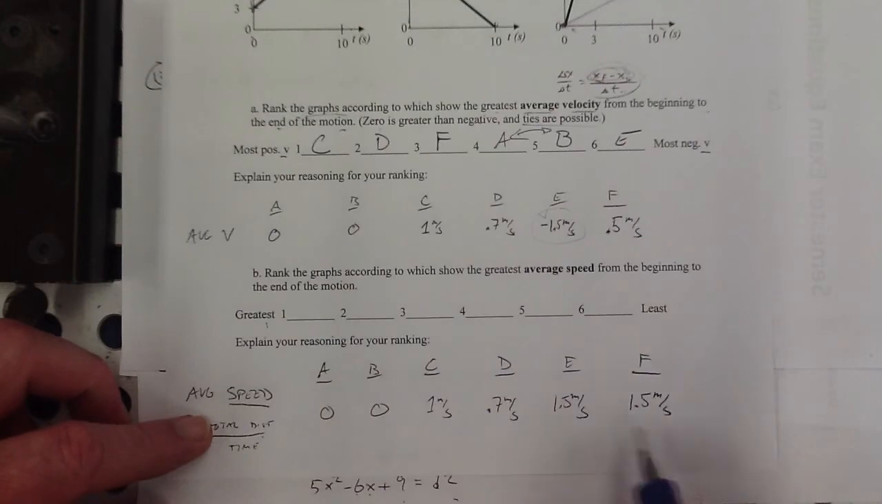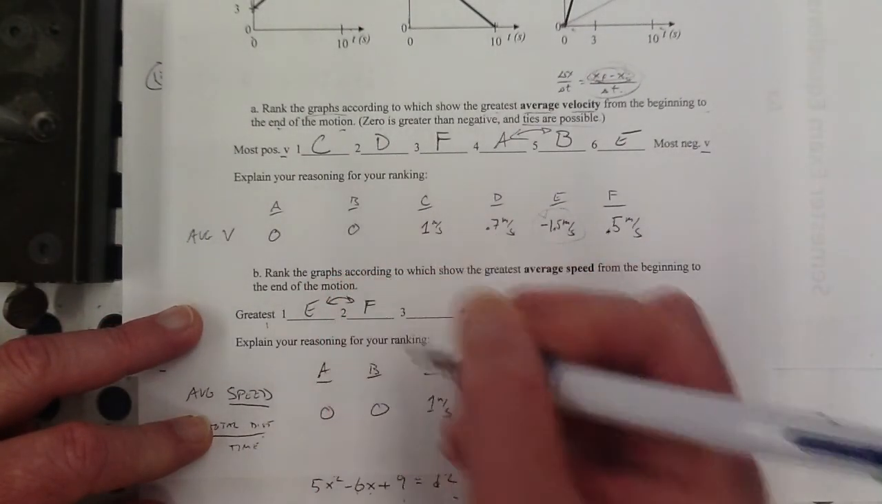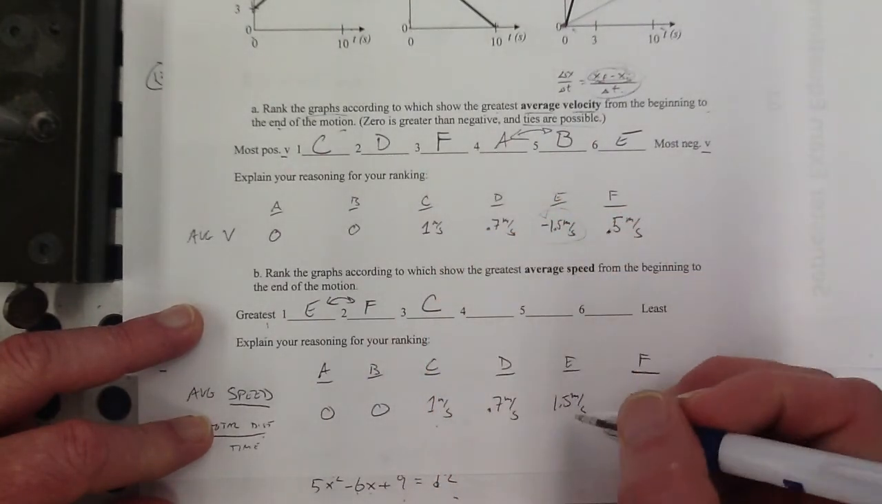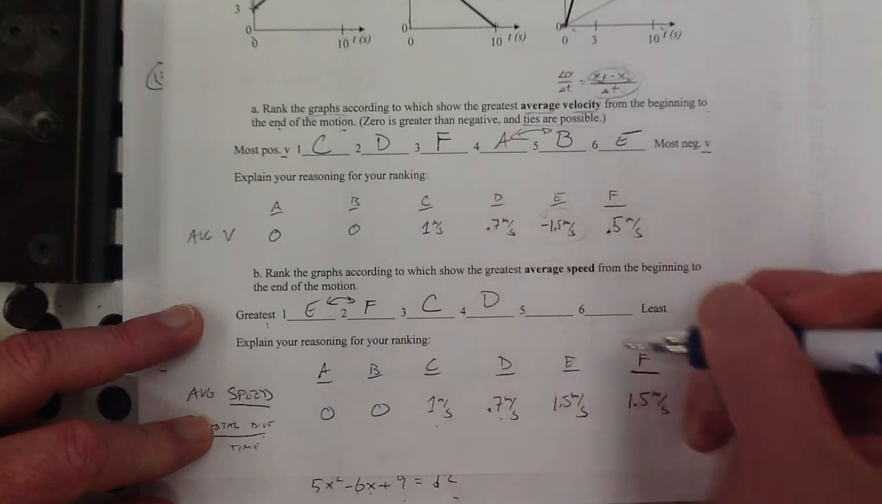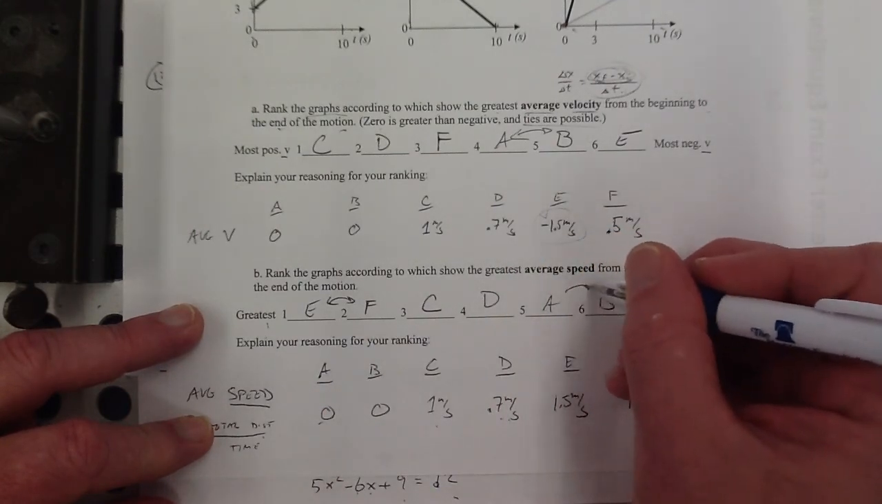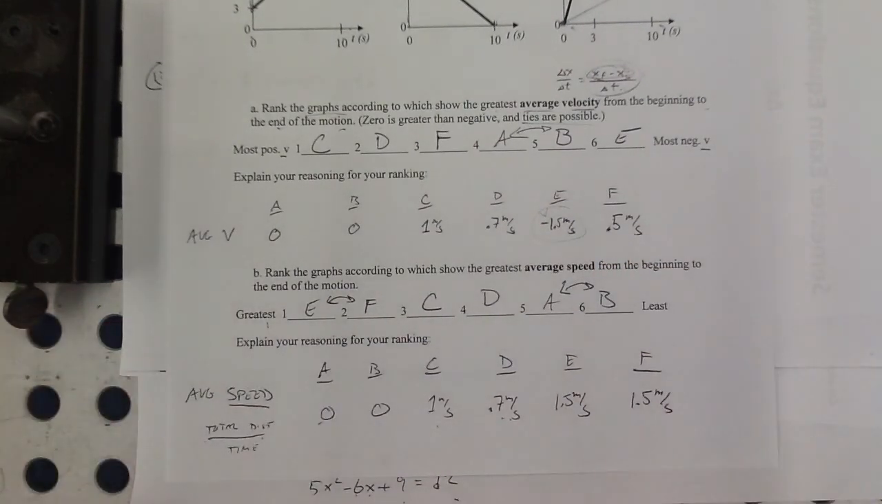All right, ready to rank them. From the greatest, we got a tie with E and F. That's a tie. And then C, D, and A and B tie with 0. That's it.